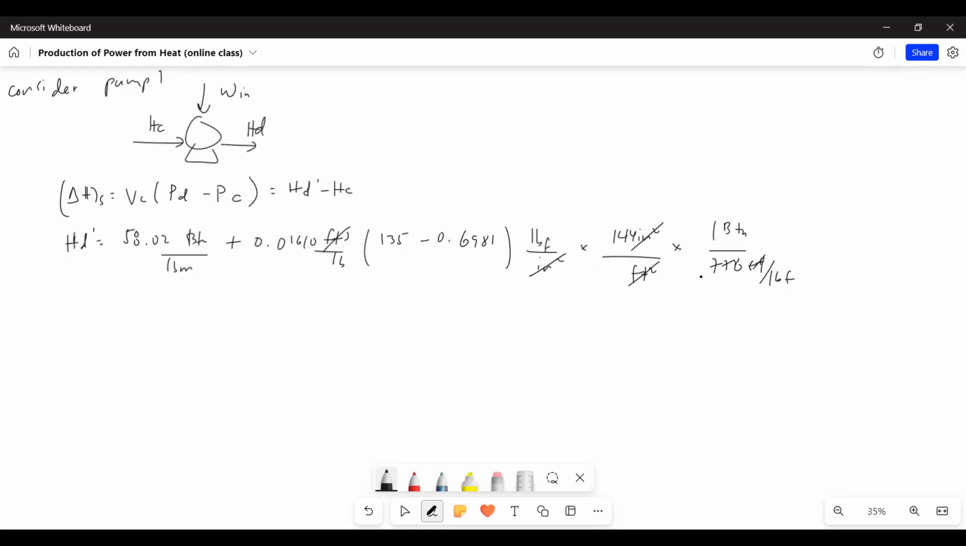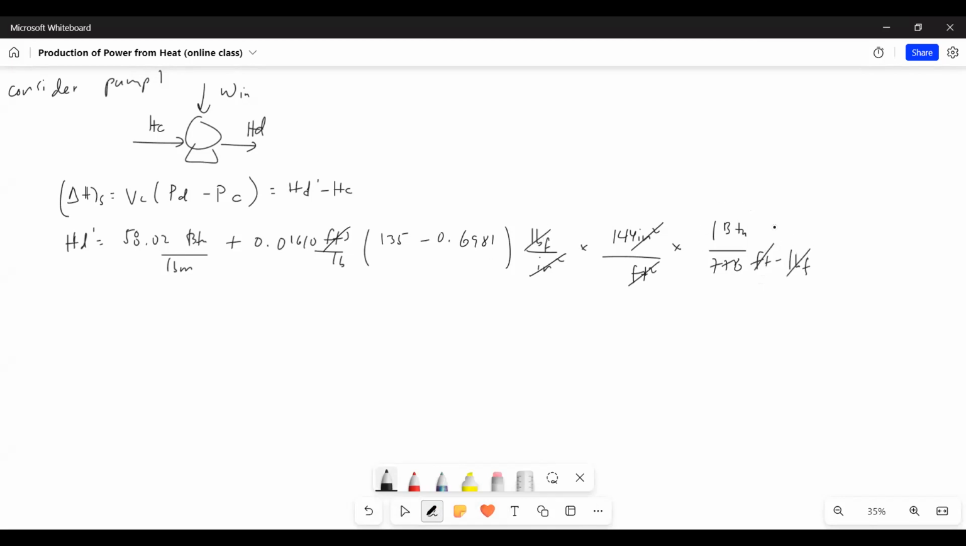Pati nag-cancel. Mali pala yung label ko dito. Foot pound force, hindi foot over pound force. Foot pound force to. Foot pound force. Okay, so, yan, magka-cancel na.